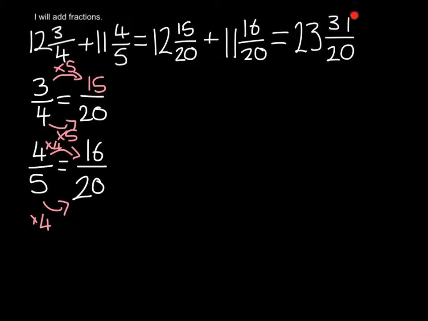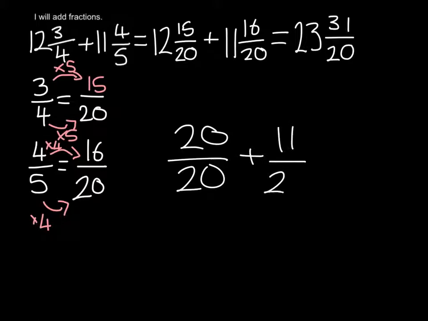31 20ths is an improper fraction. It's the same as 20 20ths and 11 20ths. So that 20 20ths is my one whole number. So I can say that 23 and 31 twentieths is equal to 24 and 11 twentieths. Done.